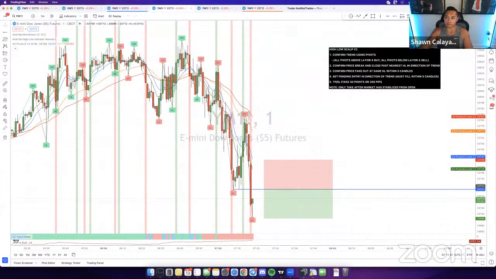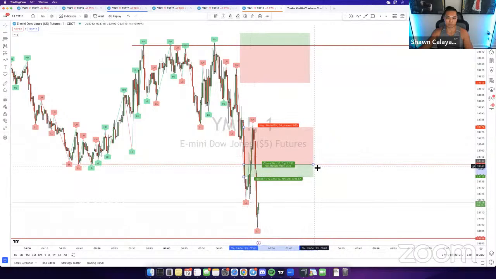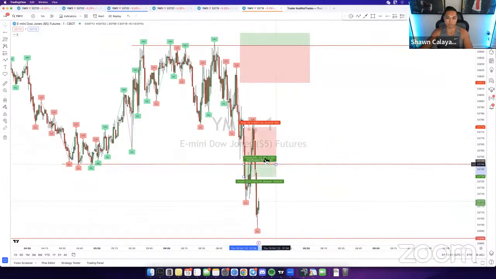Daniel over there took the second touch for liquidity and he got his full TP. The first one here was a full TP. Then it faked out again, came back up, and then he took it again for another full TP right there. So nice work, Daniel.